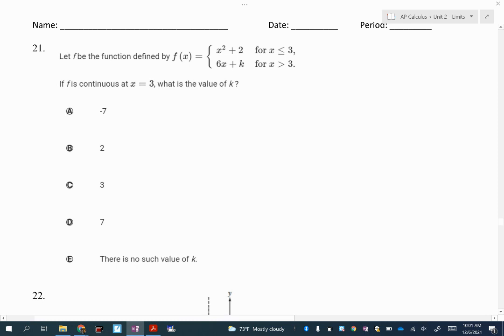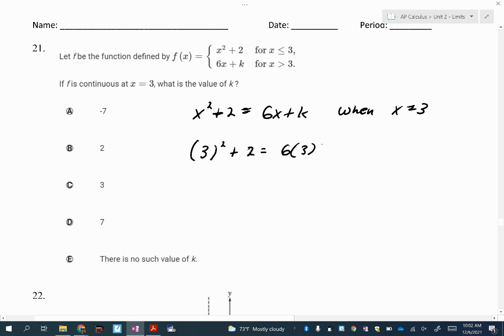Almost there, 21. It says, if the function is continuous at x equals 3, what is the value of k? Now, with piecewise functions, if these are going to be continuous, which means we don't have any jump discontinuity, we need to make sure that as we approach 3 from the left and from the right, they end up having the same value. So x squared plus 2 has to be equal to 6x plus k when x equals 3. I'm going to plug in 3 for x and then solve for k. That's going to be 11 equals 18 plus k, so k equals negative 7. So A.